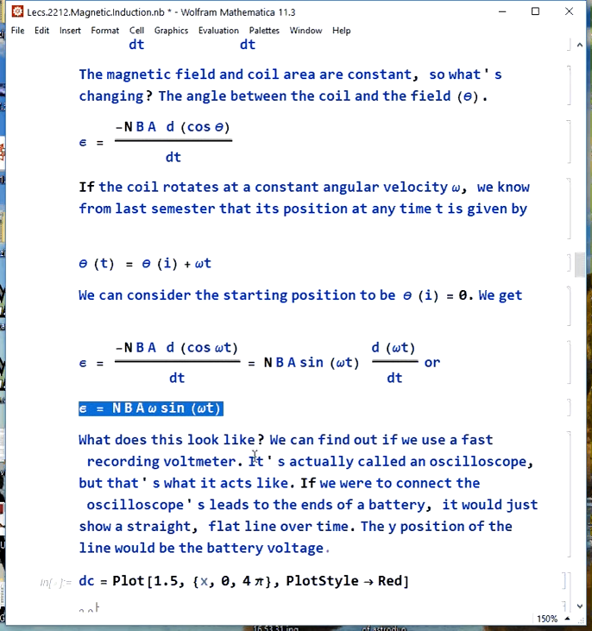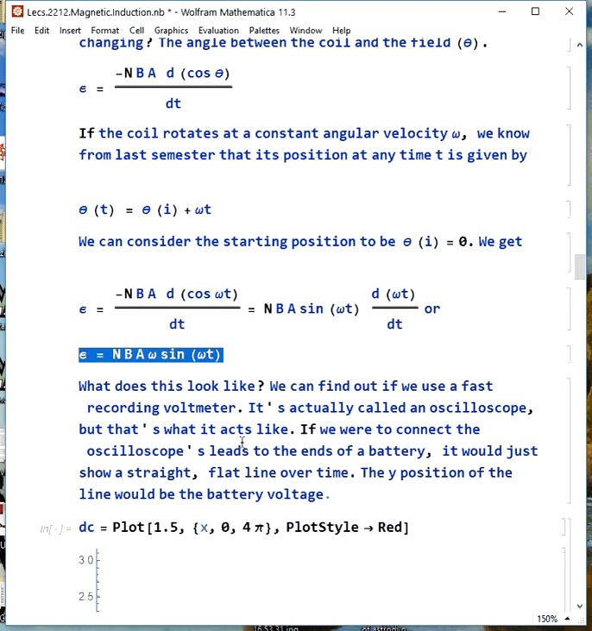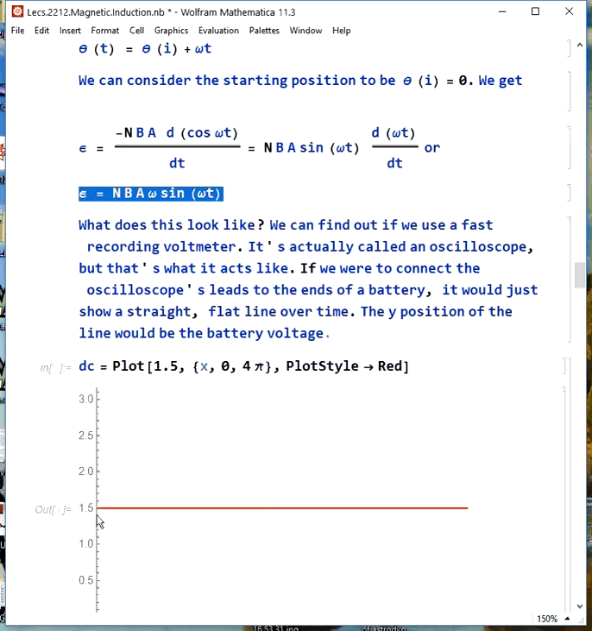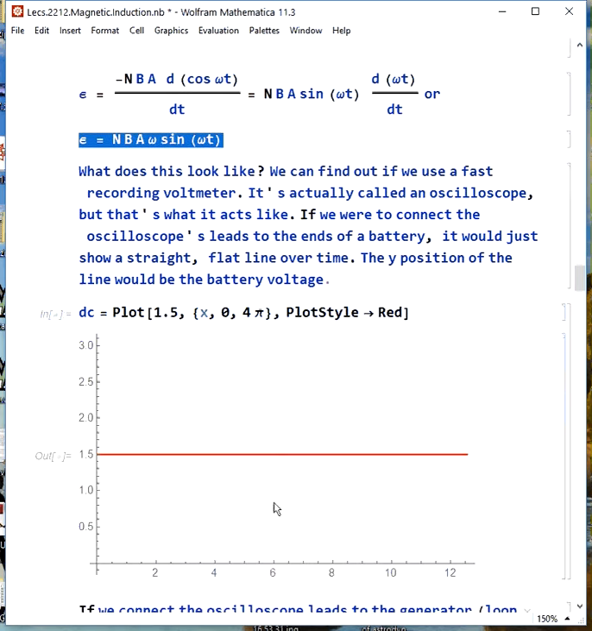What would this look like if we wanted to graph it? What we need here is a fast recording voltmeter, and it's actually called an oscilloscope. If we connect the oscilloscope leads to the ends of a battery, we get this very dull picture, 1.5 volts for, say, a D battery. This is a perfectly flat line. It never changes except over very long times when the battery starts to die. This Y position is the battery voltage.